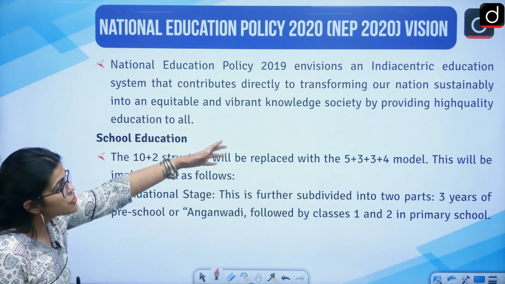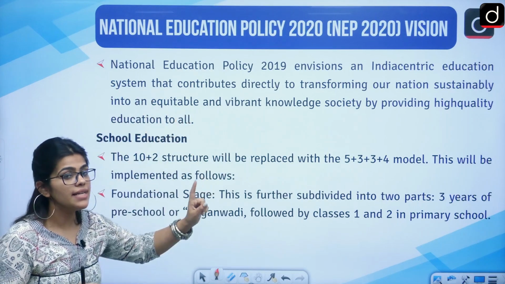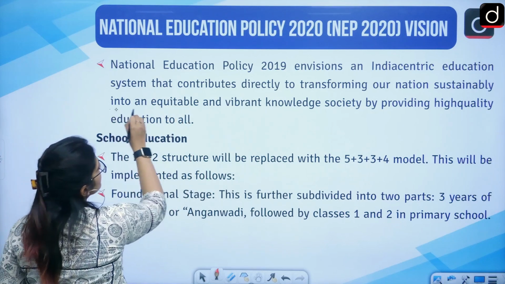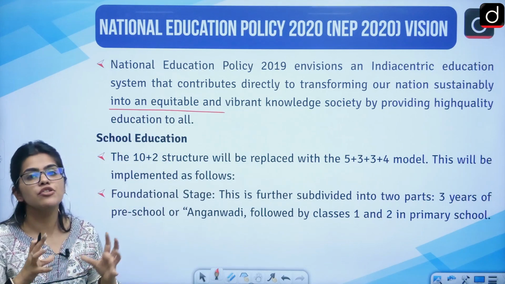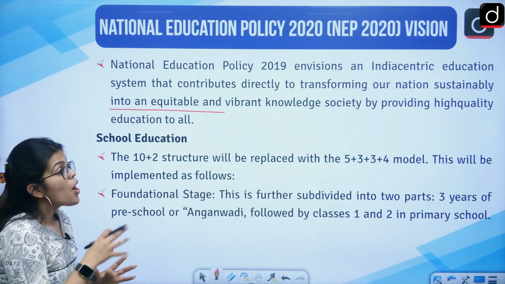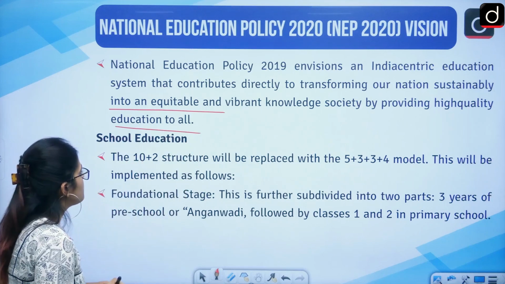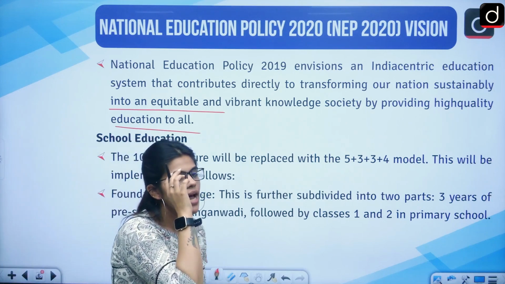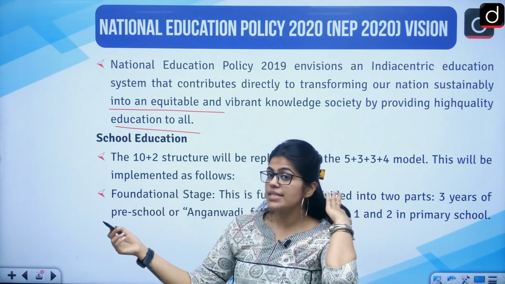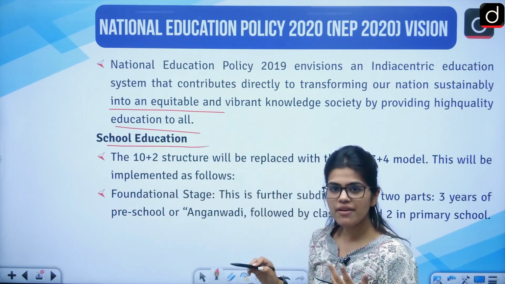So NEP envisions an India-centric education system that contributes directly in transforming our nation sustainably into an equitable and vibrant knowledge society. So there will be equivalent and vibrant knowledge given to everyone, providing a high quality education for all at every level. So there were few changes that were done at the school level and few at the college level for the higher education. So what is it? In the school education, there were few changes.